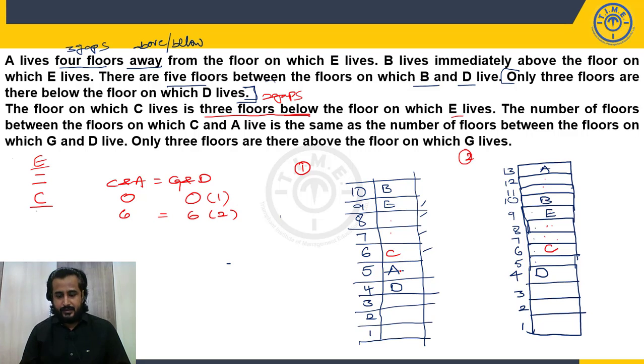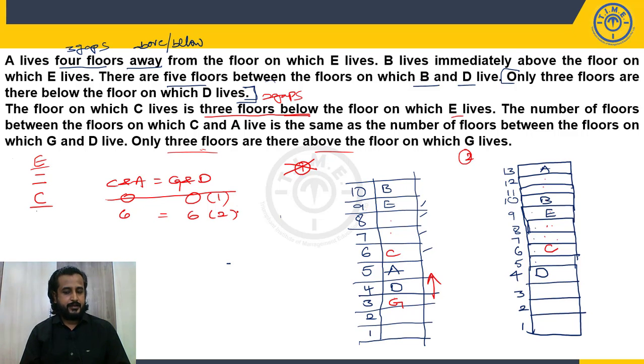Okay. So in this case, C and A, 0. So D and G has to be 0. G will be only here. Okay. But what is given? Only 3 floors are there above the floor on which G lives. But above G there are so many floors. But it is given only how many floors? 3 floors. So this case is ruled out. When it is ruled out, it is not 0. So it has to be 6.